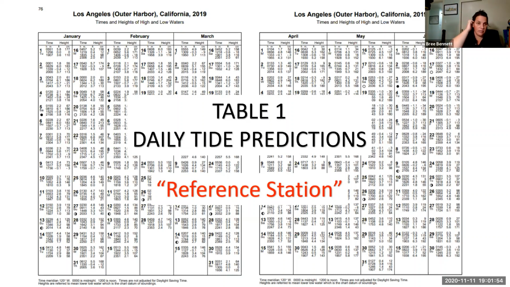And then the height. It also gives it to us in centimeters, but we don't really care about the centimeters, we're going to go with feet. So we have a time and a height in feet, and that's what table 1 gives us. It gives us that daily information, but it gives it to us for reference stations.